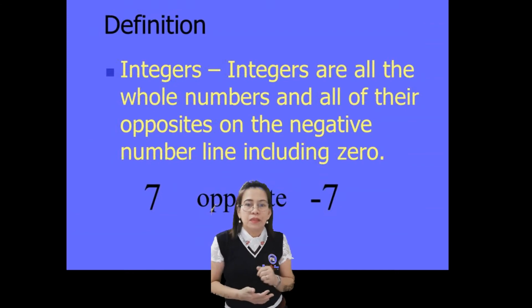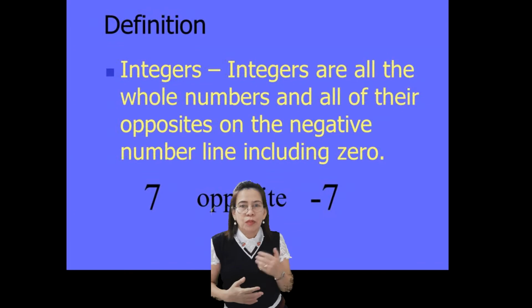Okay, now another is integers. Integers are all the whole numbers and all of their opposites on the negative number line including 0. Say 7 opposite negative 7.